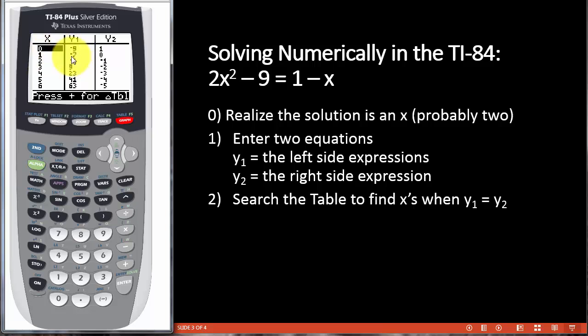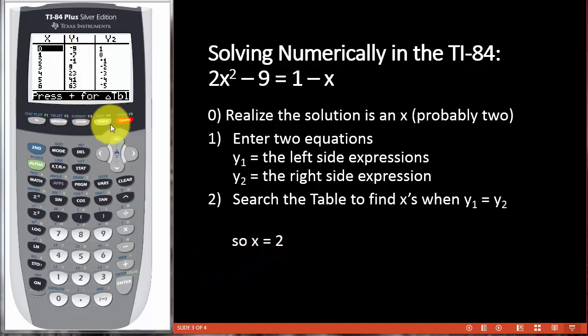The next one, y1 is -7, y2 is 0. Not equal, but notice y1 is smaller. y1 is -1, y2 is -1. Bingo! There is a place where y1 equals y2. So that means x equaling 2 is a solution to this equation because it makes both halves equal to -1. So x = 2 is our first solution.